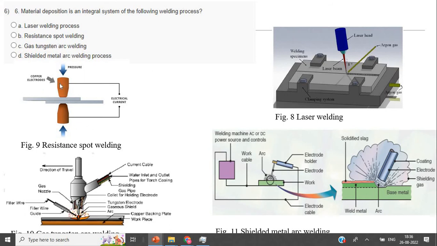Even in resistance spot welding, as we can see in this figure, there will be a copper electrode, and it is electrically connected. Whenever I apply pressure, the circuit gets completed, and because of the pressure and the resistance of the joint, heat will be generated, and because of that heat, the material will be melted and joined. So there is no deposition process in resistance spot welding, because the electrode is not getting melted. The joining happens because of the heat generated in the workpieces. And as I said, in gas tungsten arc welding also, it's not necessary. It means it is not integral.